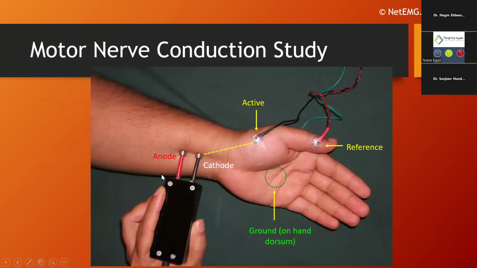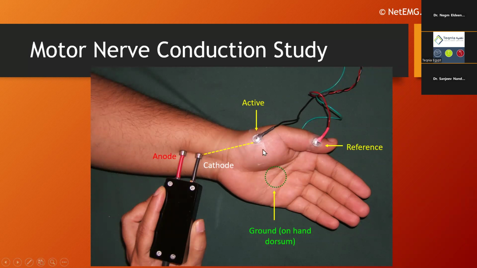Let's see how a motor nerve conduction is done. I will use the median nerve as an example. We need 3 recording electrodes. The black electrode is called active, or E1. We have a red electrode, which is called reference, or E2. And then we also have an electrode usually in green color and green wire. It is placed nearby these electrodes. In this case, it's on the dorsum of the hand.